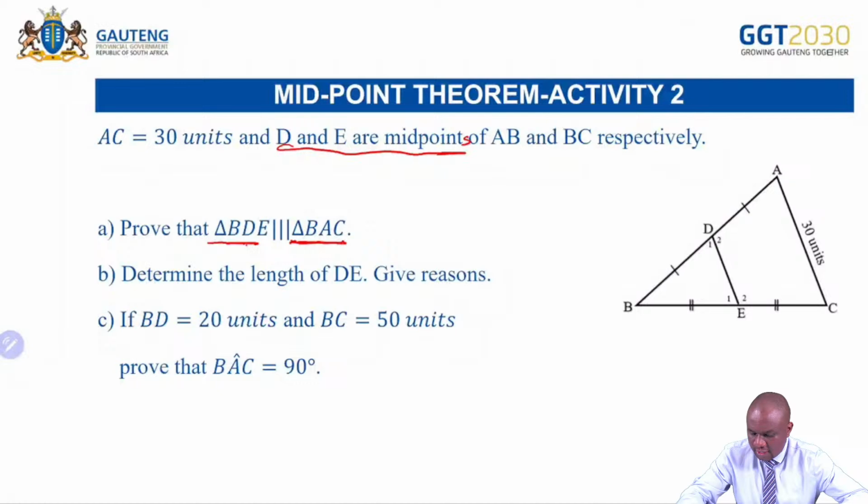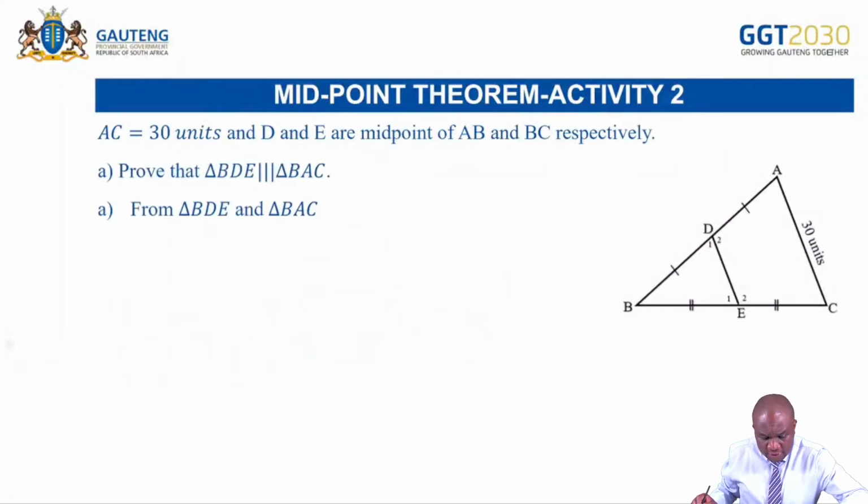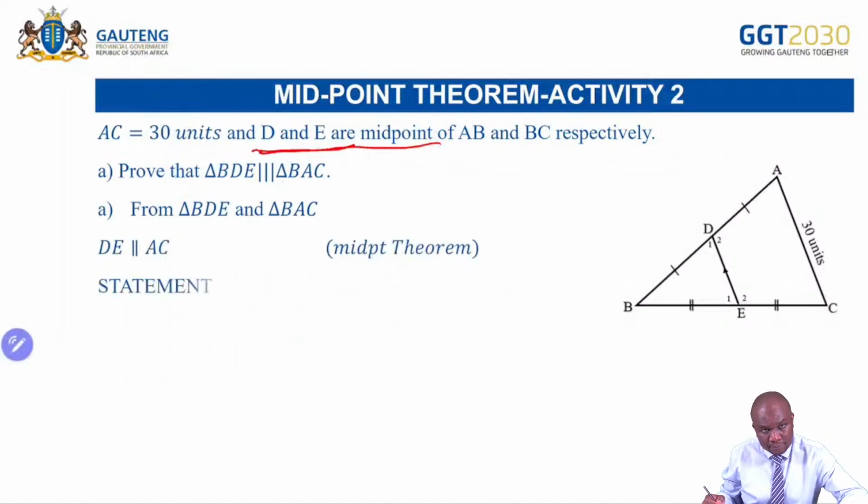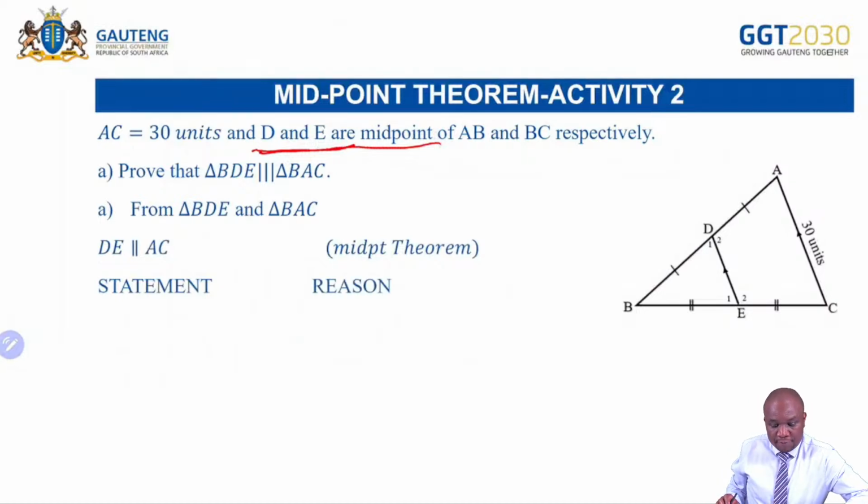Right, welcome back, class. Let's do the similarity. Do you remember similarity? How do we prove that two triangles are similar? If they are equiangular, like angle, angle, angle, if the corresponding angles are equal. Let's do that. This is actually giving you a clue. Before we do the proof, remember, DE is parallel to AC because of the midpoint theorem. We're told that D and E are midpoints, meaning that DE is parallel to AC. Now we need to prove similarity. It's very easy when you're given this statement here.